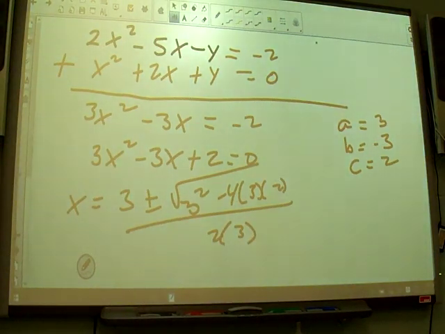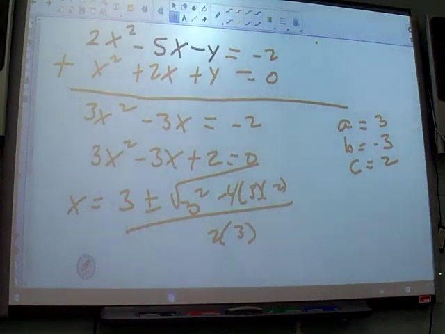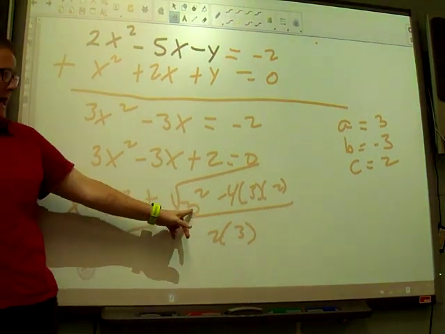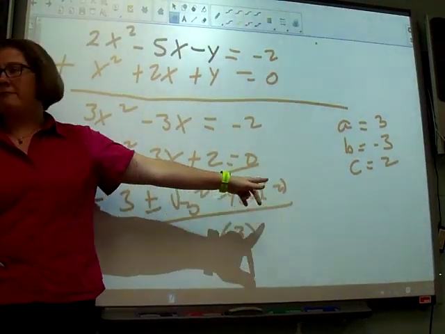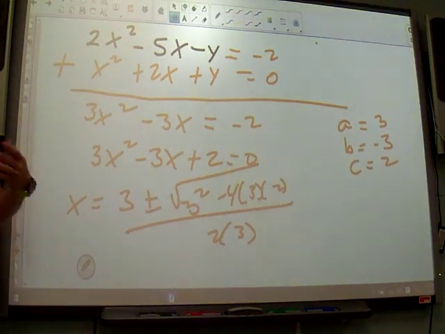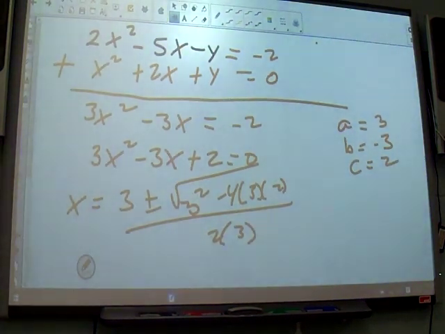Bradley's got it. What is my answer underneath the radical? What kind of number? A negative. It's going to be a negative, isn't it? Because I'm going to have 9 minus 24. 9 minus 24 is a negative number, which means imaginary, which means it cancels. They're not going to intersect.